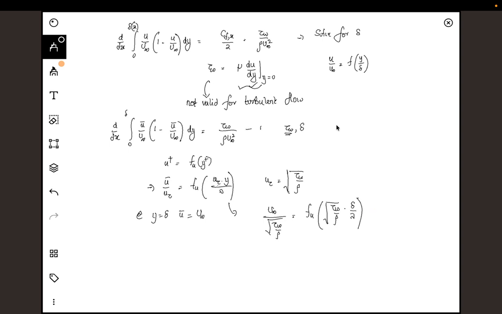So this is my first equation, equation number one, and this will be my second equation, where I'll have things in terms of tau w and delta. Now I have two equations, and these are the two unknowns that I'm trying to solve for, which I will be solving in the integral momentum equation. And when I solve this, I'll be getting both tau w and delta as a function of x. Once I have tau w, then I can get the skin friction coefficient as well.